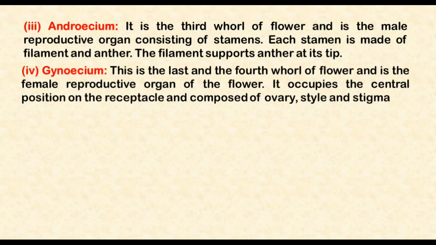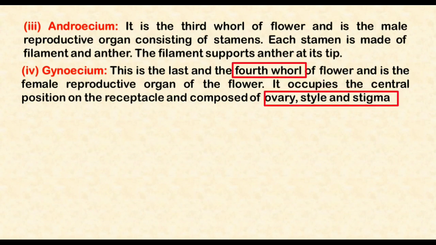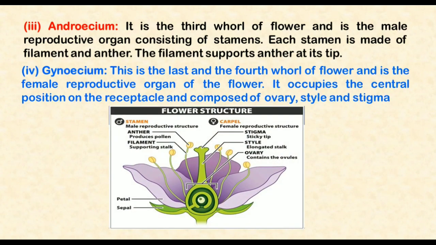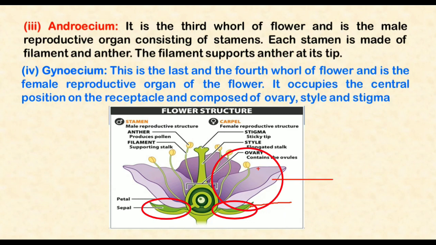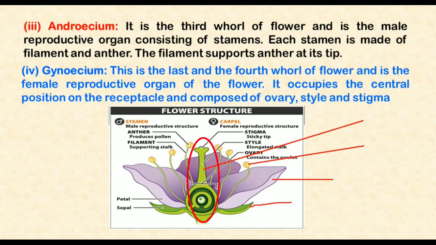Next part and the fourth part of flower is the gynoecium. It is the innermost part of the flower. It consists of ovary, style and stigma. Here in this figure you can see different parts of the flower. For example, these are sepals, these are petals, androecium, in the center gynoecium. So these are different parts of a flower.